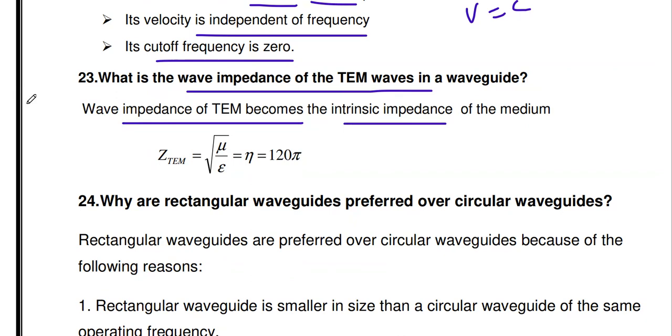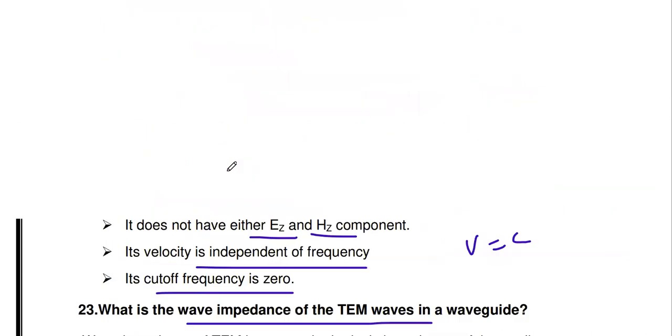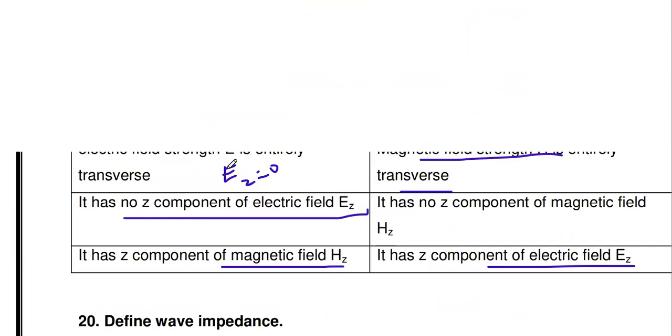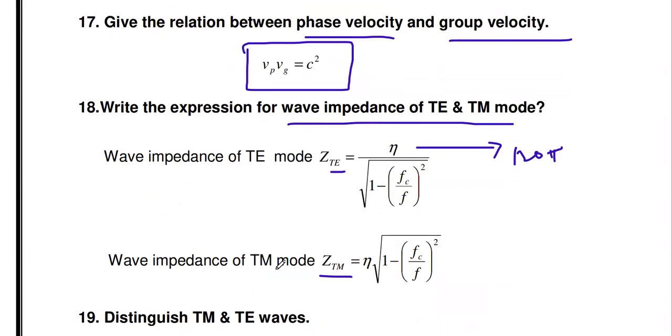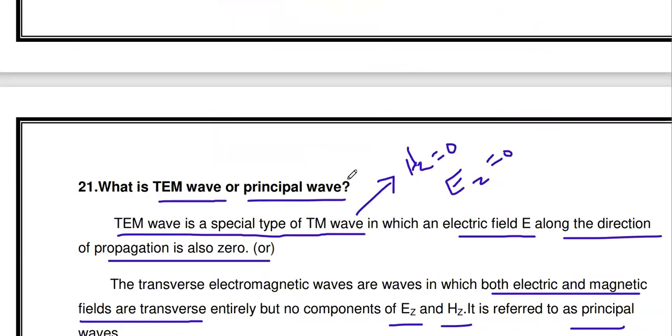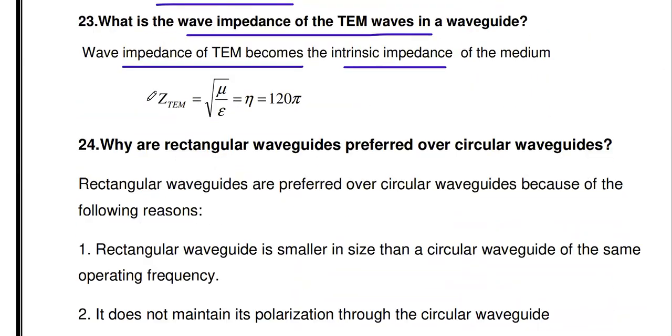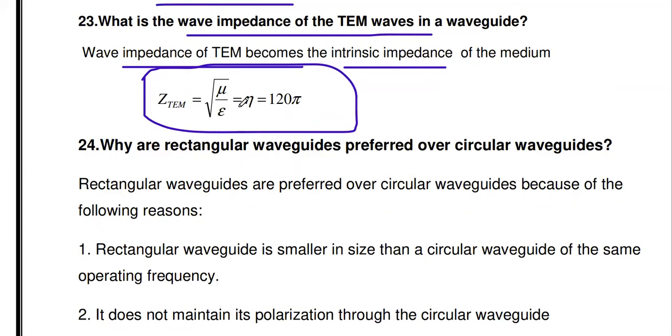For TE and TM, already we discussed the impedance formula. The wave impedance for TE is eta by this. For TM mode, eta into this. Okay, this eta is said to be the intrinsic impedance. So for TEM mode, the wave impedance is equal to the intrinsic impedance. Eta is equal to square root of mu by epsilon. It is nothing but eta. Okay, that value is 120 pi.